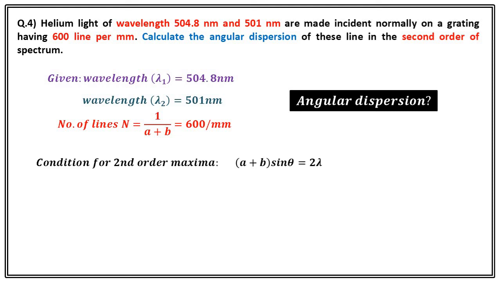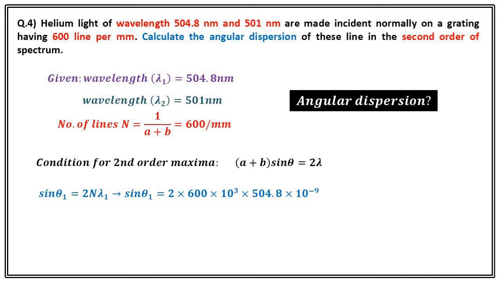So for the second order maxima, we can write (a plus b) sine theta equals 2 lambda. If we use this relation, then for lambda 1, we can calculate theta 1. So sine theta equals 2 lambda upon (a plus b), and 1 upon (a plus b) is n.